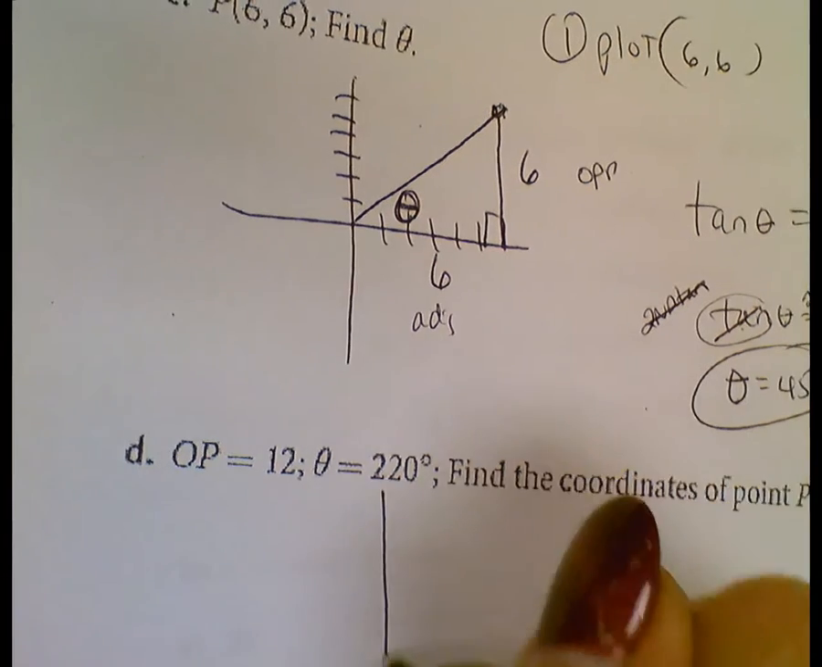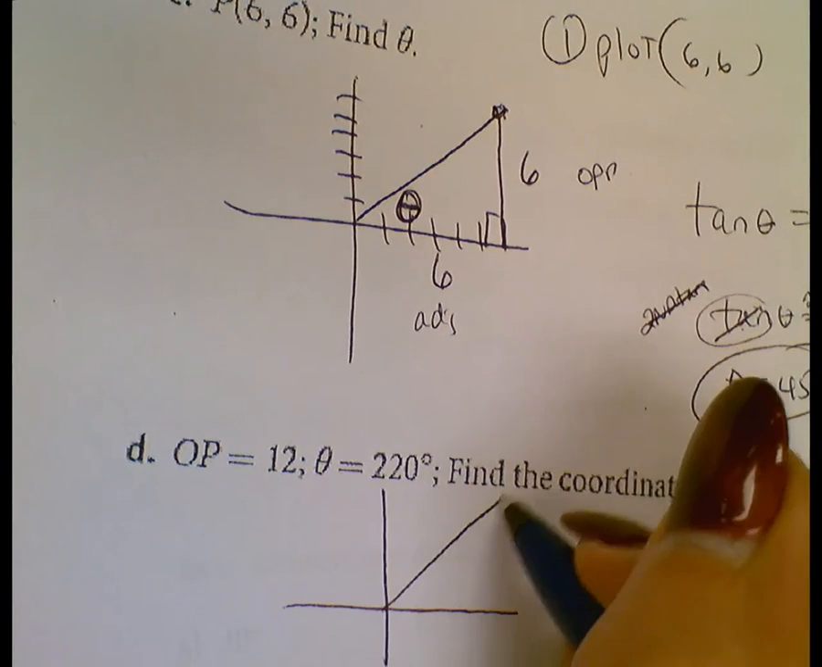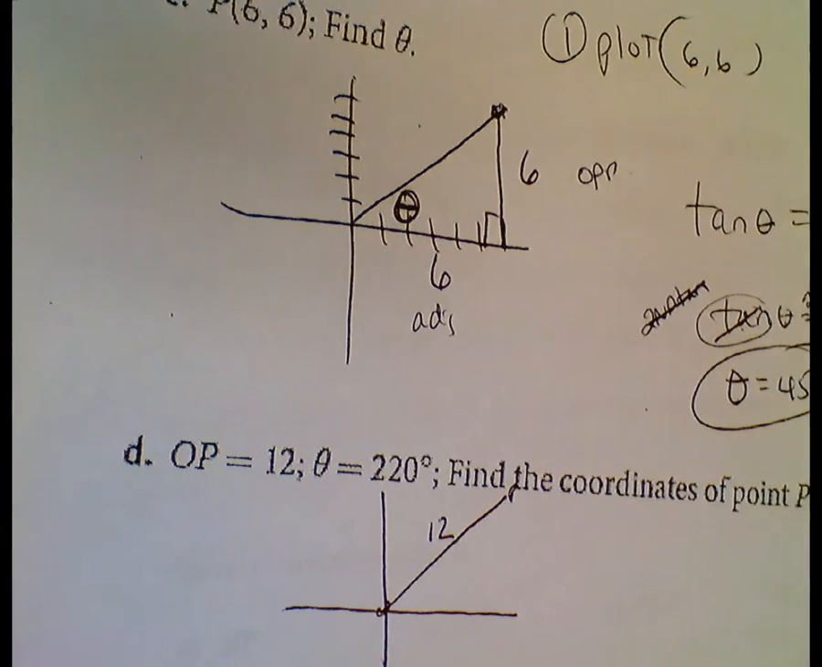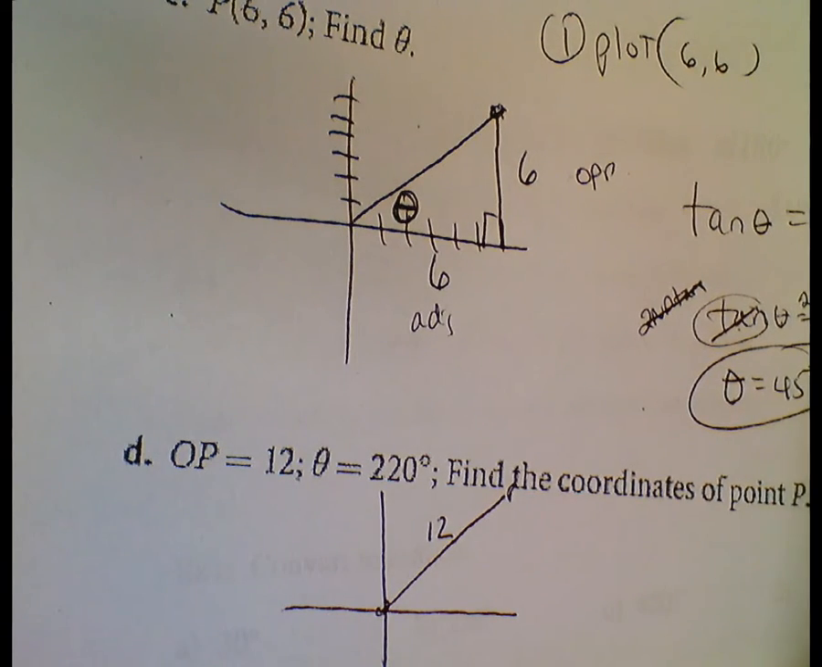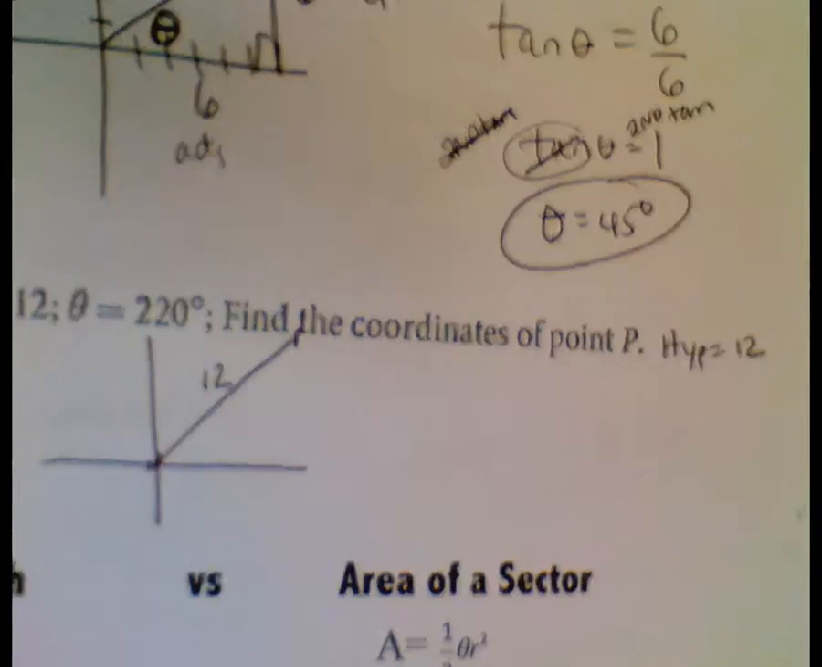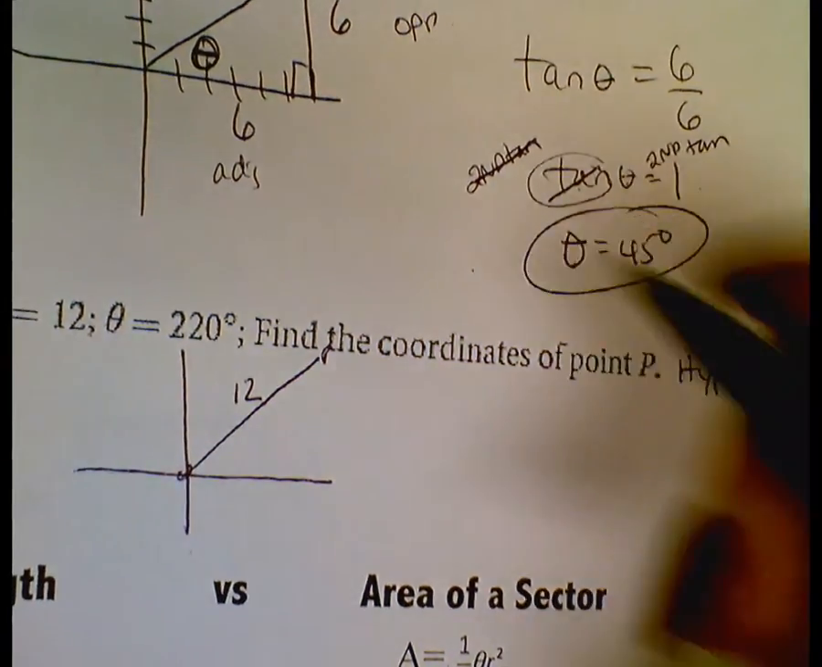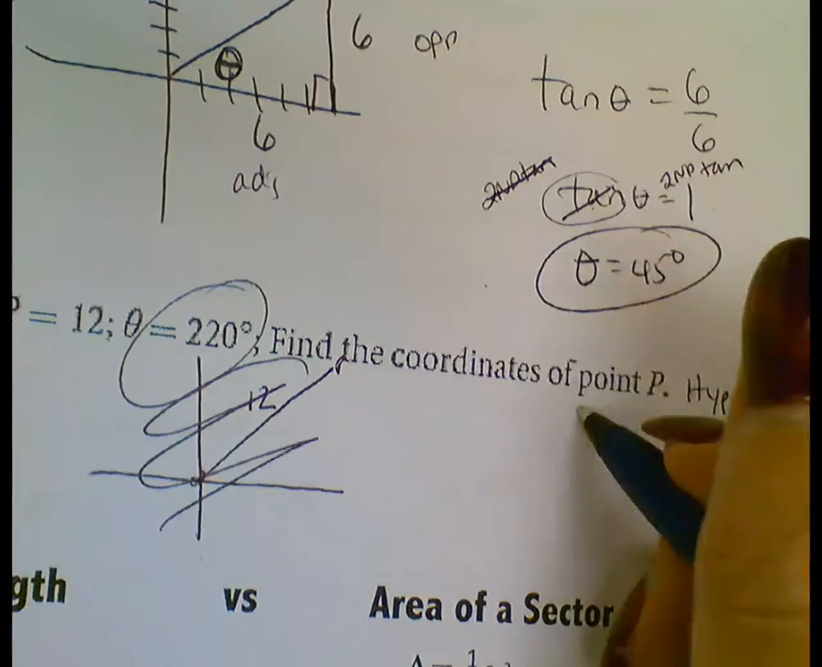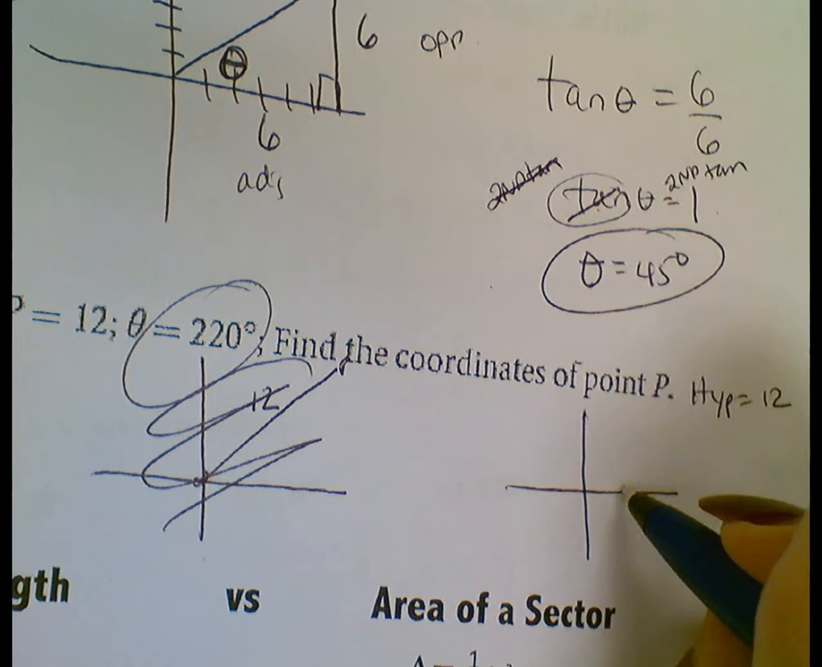So here's another one. This time I'm given OP. This is O. This is P. And they're giving you the hypotenuse. Hypotenuse is 12. That's what OP is. That's what we know. I didn't draw that right. Forgot. Angle should be first. Excuse me, 220. Let's draw it.